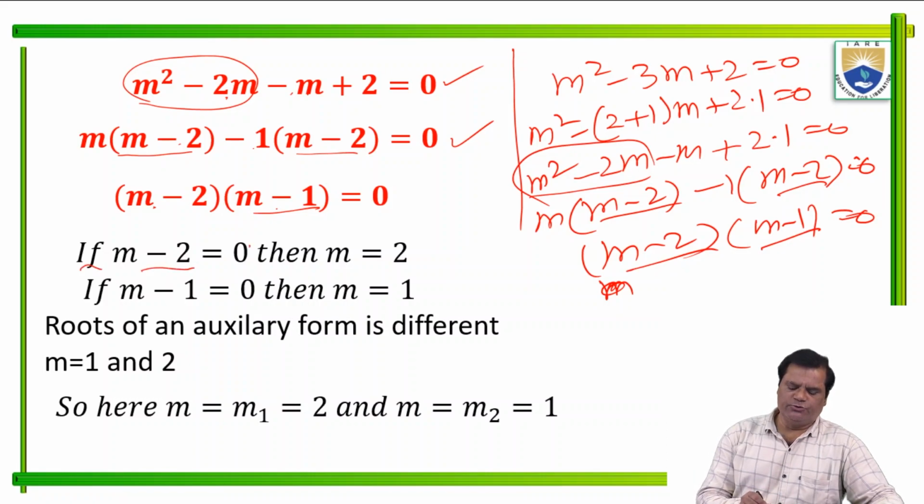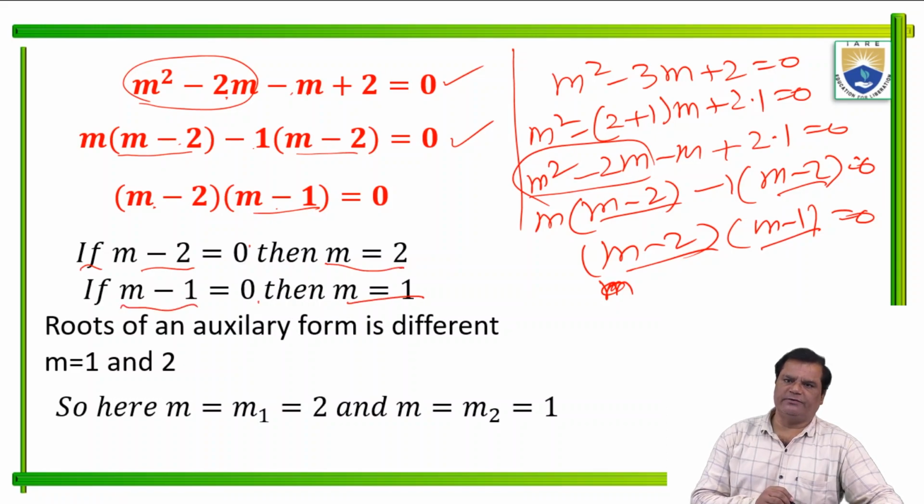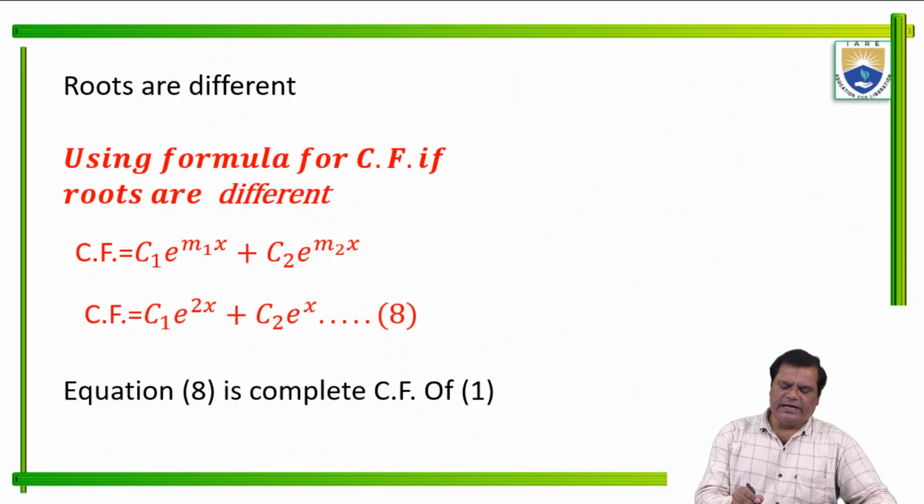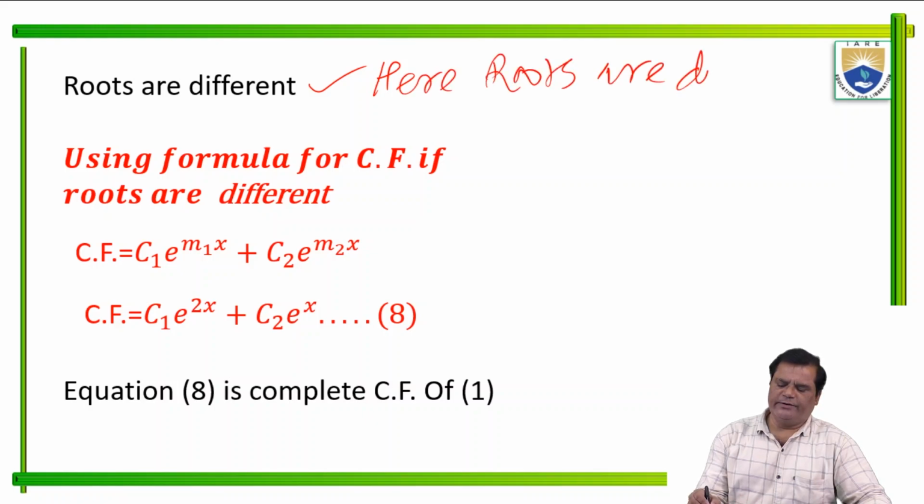If m - 2 is 0, then m is 2. Again, if m - 1 is 0, then m is 1. So the roots of the auxiliary form are different: m equals 1 and 2. There are two positive roots. Here m = m1, where m1 is 2, and m = m2, where m2 is 1. So the roots of the auxiliary form are different.